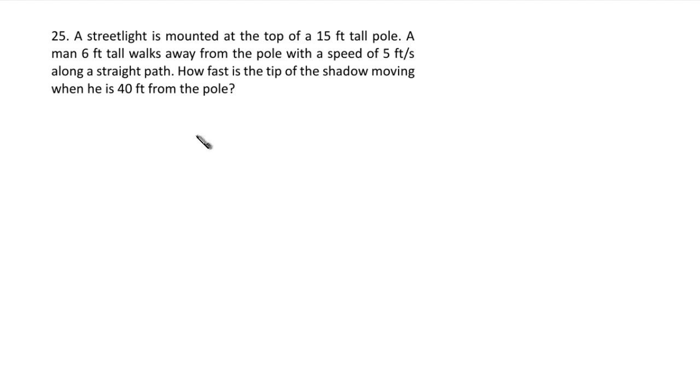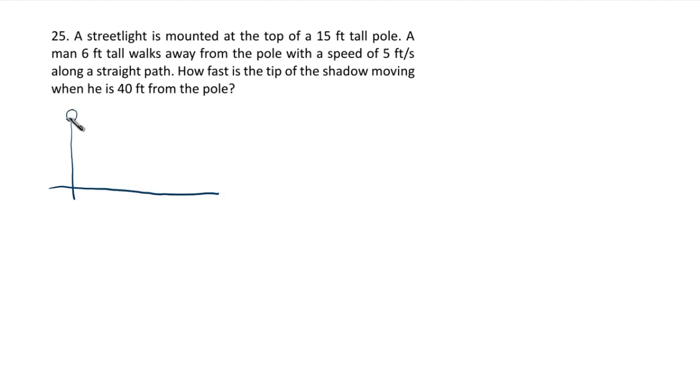A street light is mounted at the top of a 15 feet tall pole. A man 6 feet tall walks away from the pole with a speed of 5 feet per second along a straight path. How fast is the tip of the shadow moving when he is 40 feet from the pole? Okay, it's very important to understand what's going on by drawing a picture.